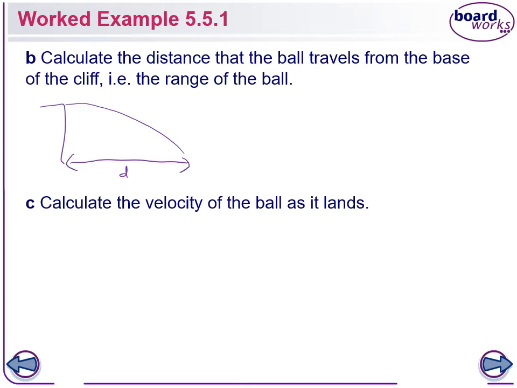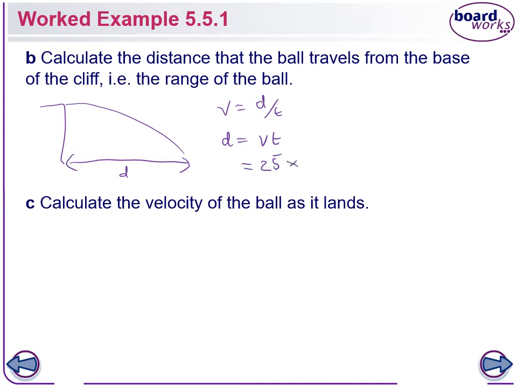So if we're working horizontally, we know there's no acceleration. So our speed is equal to distance over time. We're looking for our distance. All right, so let's rearrange and we get distance equals vt. Do we know our horizontal speed when it hits the water? 25. There is no change in horizontal speed. Okay, horizontal velocity is constant.